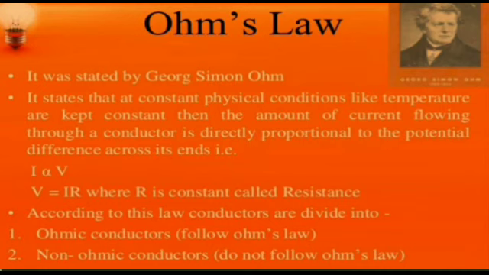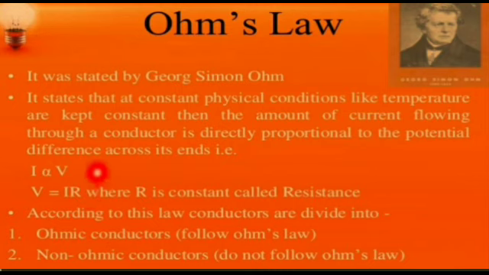That means at constant temperature, the current flowing through the conductor is directly proportional to the potential difference across its ends. That is I is directly proportional to V. I means current, V is potential difference, voltage. To remove the proportionality, we have to use a constant and equal sign. That constant is R. R is a constant.